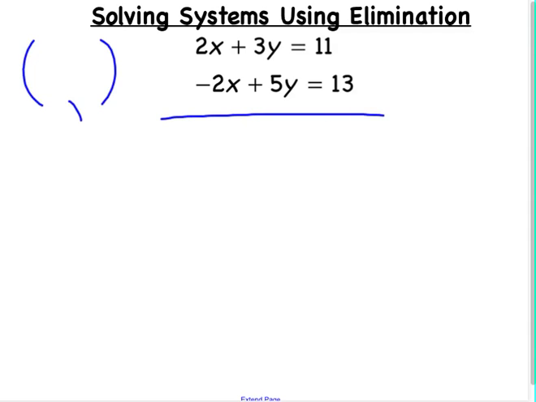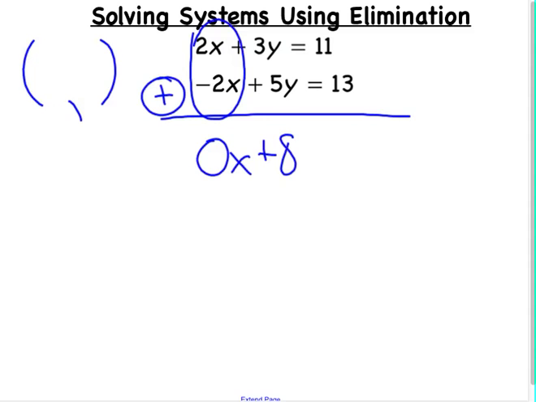But look at these. This one is a very easy type of problem. And we're going to add these equations together. And what we do is we're going to add straight down or combine like terms. So we add 2x to negative 2x and we get 0x. We add 3y to 5y and we get 8y. So I added these together. My equal sign comes down and then I add 11 to 13 and I get 24.